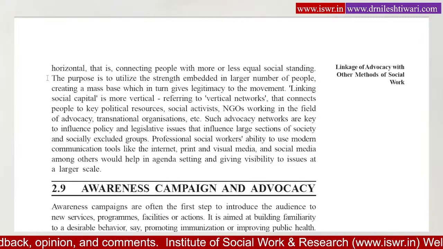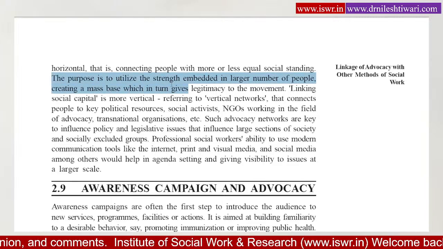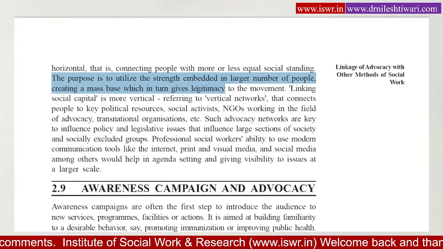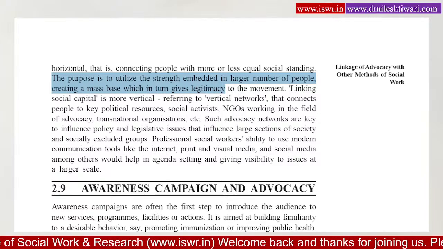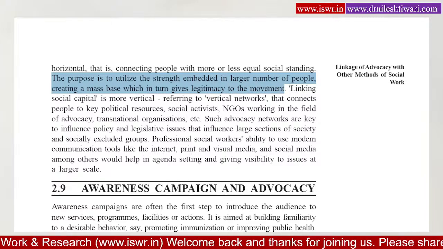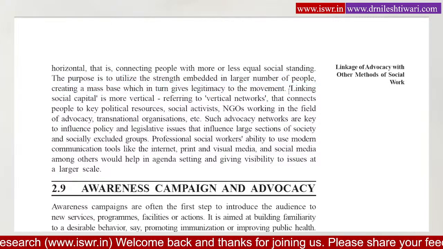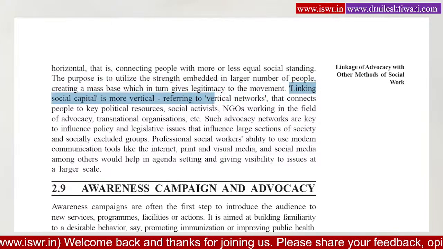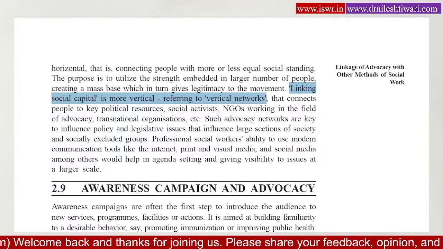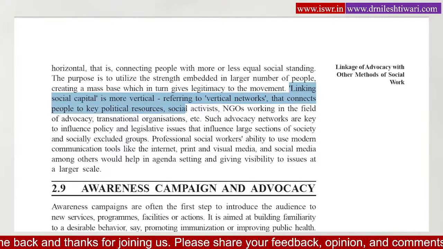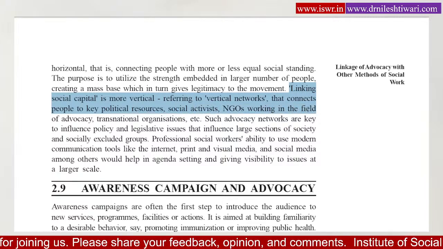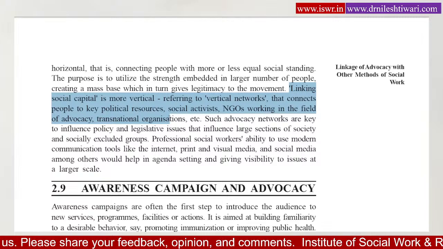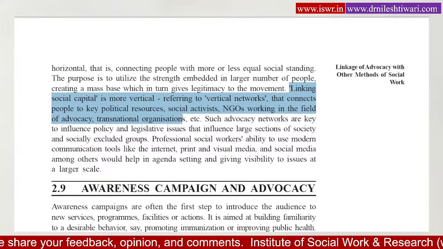Now, the purpose is to utilize the strength embedded in a larger number of people, creating a mass voice, which in turn gives legitimacy to the movement. Linking social capital is more vertical, referring to vertical networks that connect people like political resources, social activists, NGOs working in the field of advocacy, transnational organizations, etc.